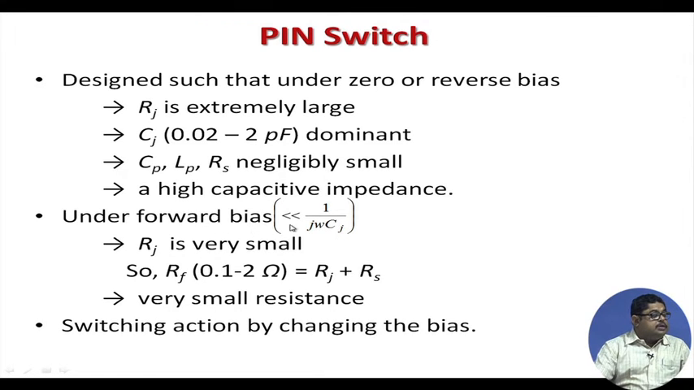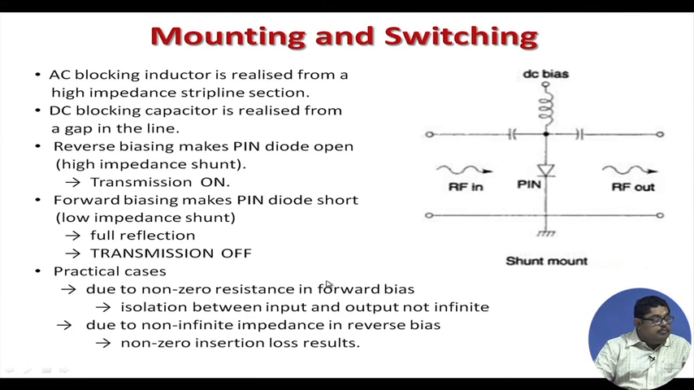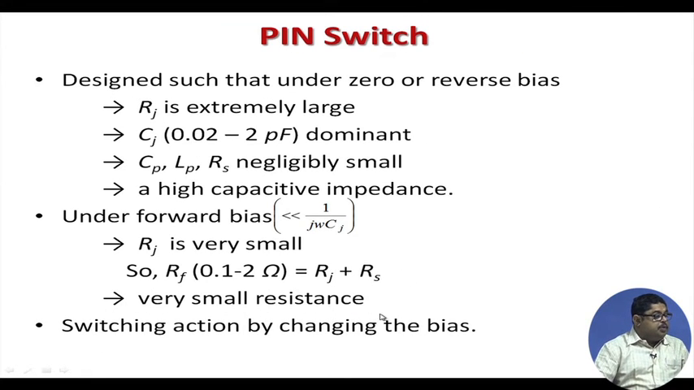Similarly, under forward bias, R_j is quite small, and R_f, the forward resistance, is typically 0.1 to 2 ohm, and from the circuit you can easily see that it is R_j plus R_s, a very small resistance. So, that means basically when this diode is under reverse bias, it gives you a high capacitive impedance, so it is as if open, and when it is forward biased, then it is a very small resistance, so almost a short.